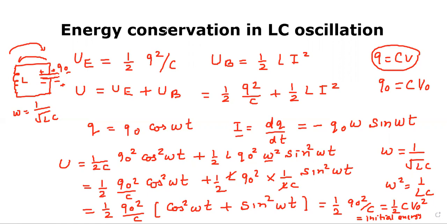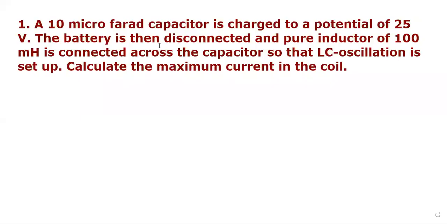Now let's take one numerical question based on it. A 10 microfarad capacitor is charged to a potential of 25 volt. The battery is then disconnected and a pure inductor of 100 millihenry is connected across the capacitor so that LC oscillation is set up. Calculate the maximum current in the coil.